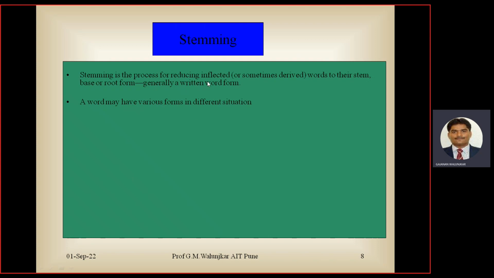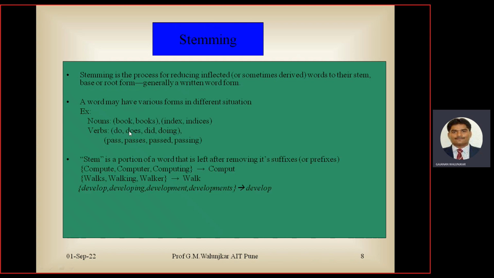Stemming is the process of reducing inflected or sometimes derived words to their stem, or base word, or root word. For example, take the word engineering. Here, ing is the suffix, so you are supposed to strip that ing and work on the original word, considering the root word of engineering. Similarly, books, works, do, does, did, doing. You are supposed to consider such things, because a word may have various forms in different situations.